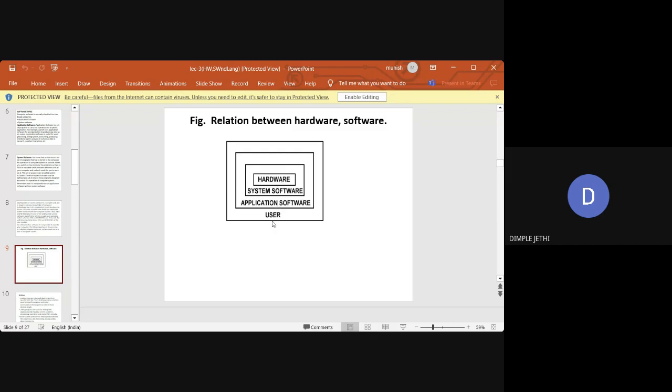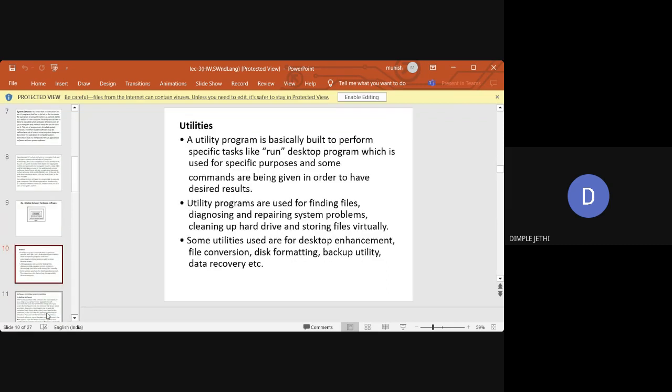The user gives instructions through the application software. Then these application software instructions are passed on to the system software, like you can say the operating system. And then the operating system will give the instruction to the hardware, getting your job done. Clear? So as I said, there is application software and system software.